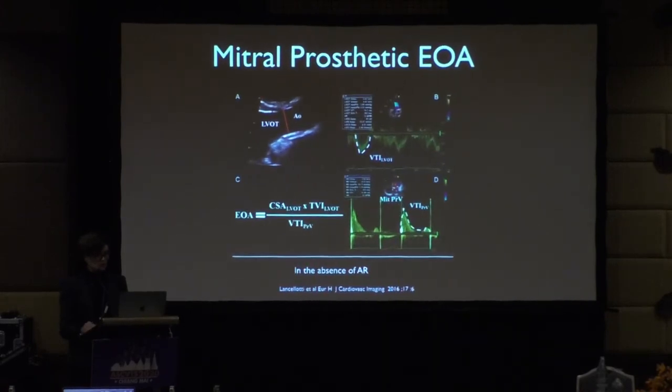With mitral valve prosthesis, it's also pretty similar. We need to have a left ventricular outflow tract VTI and also a mitral valve VTI, and that will enable us to calculate EOA.